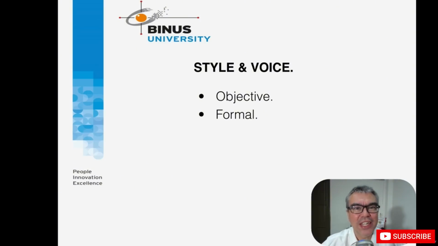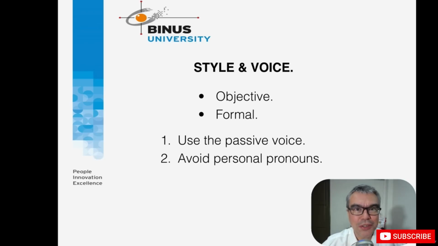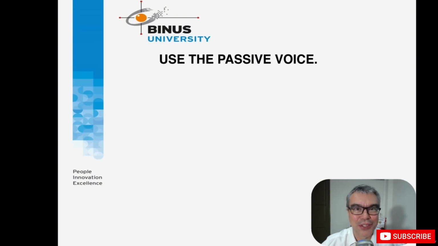So basically, to have an appropriate style in writing for academic English, I suggest that you apply 3 strategies. These are the 3 strategies. Number 1 is passive voice. Number 2 is to avoid personal pronouns. And number 3 is to use formal vocabulary. Let's look at these in more detail, shall we?